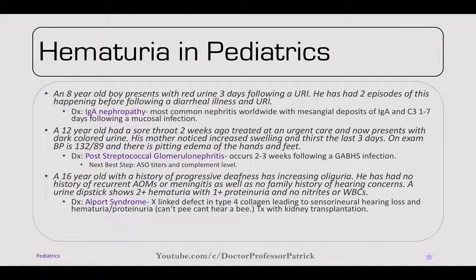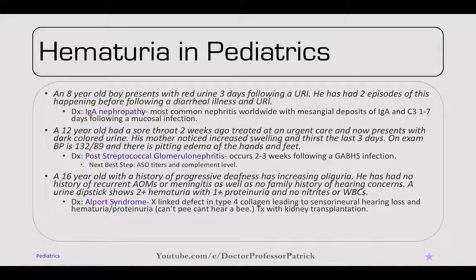Moving into hematuria or nephritic syndromes, there's an 8-year-old who presents with red urine 3 days following a URI. He's had 2 episodes of this happening before, following a diarrheal illness and a URI. So this is IgA nephropathy. It's the most common nephritis worldwide, and it has mesangial deposits of IgA and C3, and it usually follows 1 to 7 days following a mucosal infection. So any infection that's going to release IgA subtypes. And then the timing is key. It's 1 to 7 days.